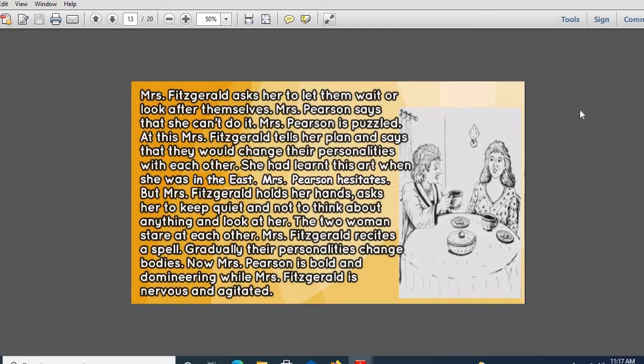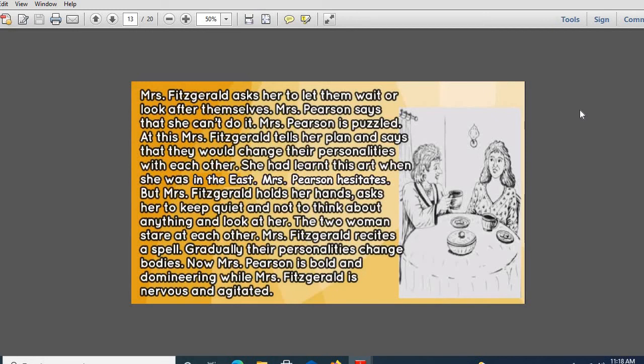Okay, so that is what J.B. Priestley tried to achieve, and he did achieve successfully. Now the important thing is that Mrs. Fitzgerald decided to interchange her personality with that of Mrs. Pearson. That means her characteristic traits will get inside the body of Mrs. Pearson. That means Mrs. Pearson will imbibe her characteristic traits, as I told you, and vice versa. And obviously Mrs. Pearson's characteristic traits will be imbibed by Mrs. Fitzgerald. Okay, so this is what will happen.